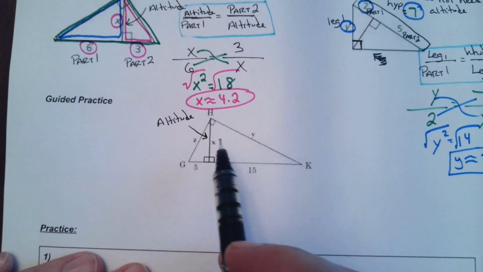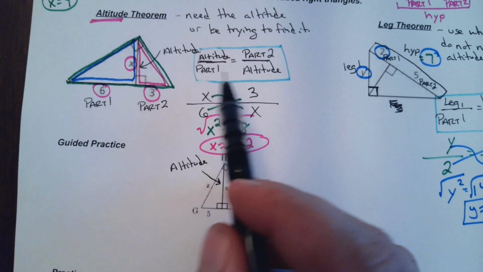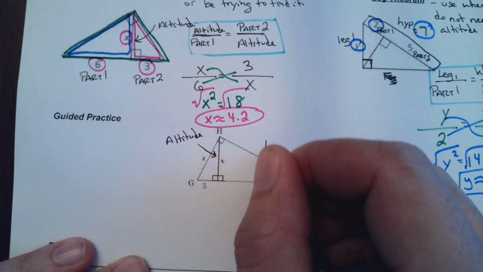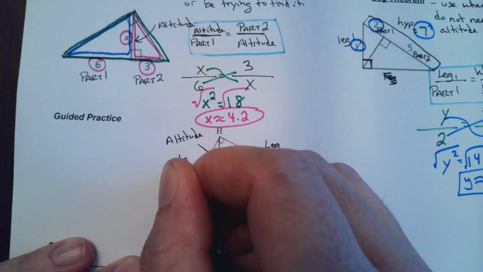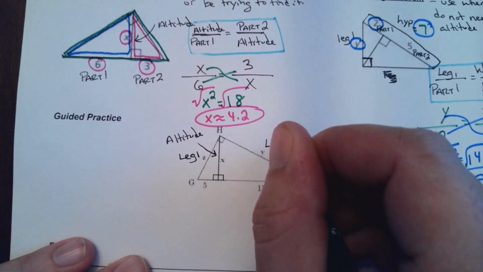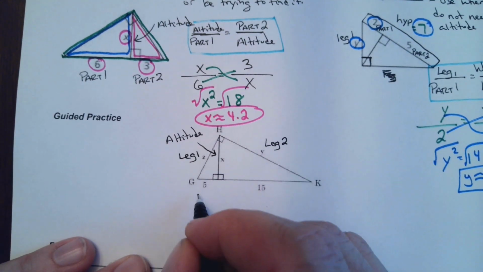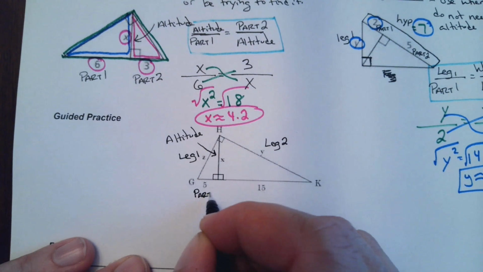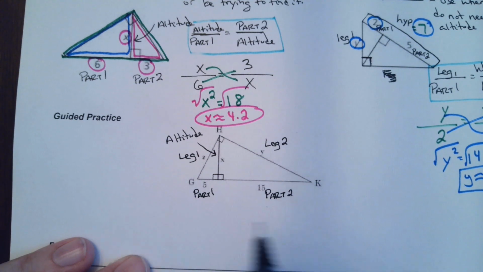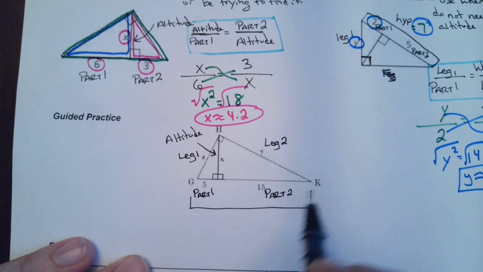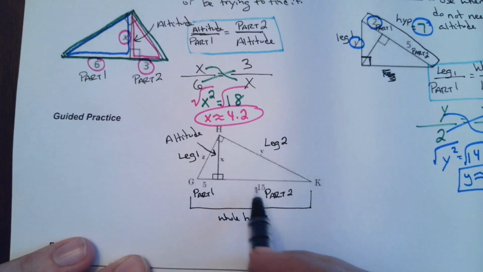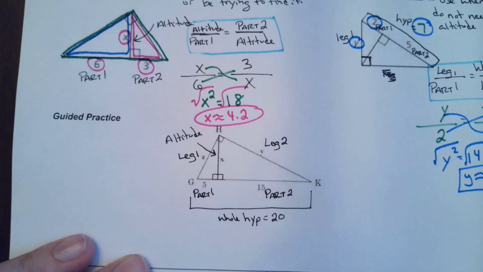So if I have an altitude, that means I can use my altitude theorem. So we'll get back to that in a second. All right, so now I'm thinking, oh, this is a leg, and this is also a leg. This z is a leg. I'm just going to let this be leg 1, and we'll let this be leg 2. So that means that 5 is part 1, and then 15 is part 2. But then I also know I need the whole hypotenuse. And that's 5 plus 15 for a total of 20.